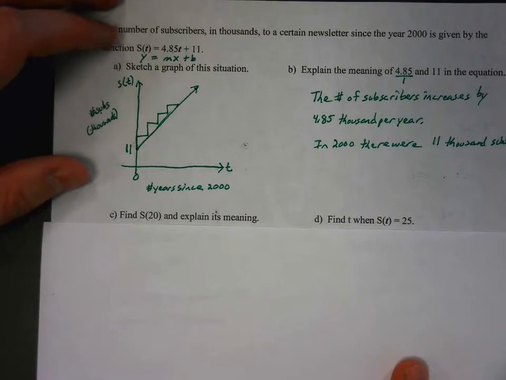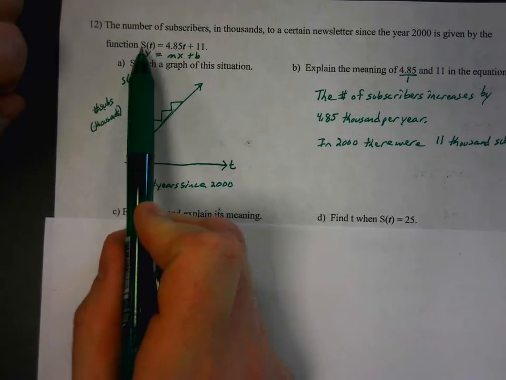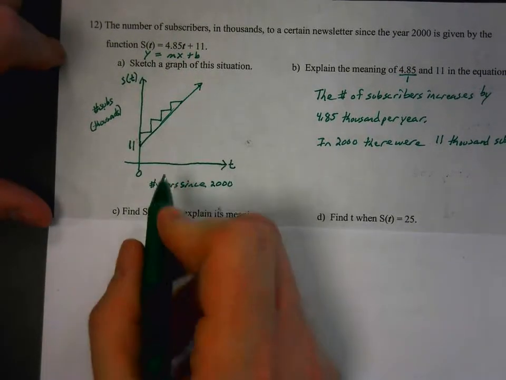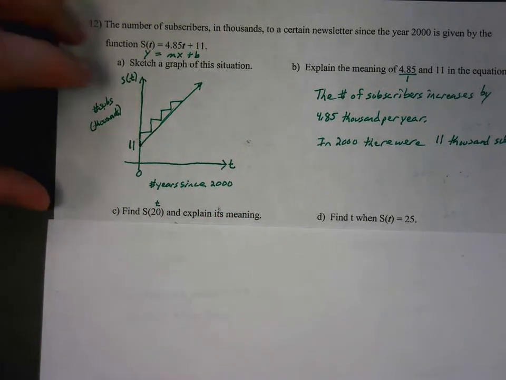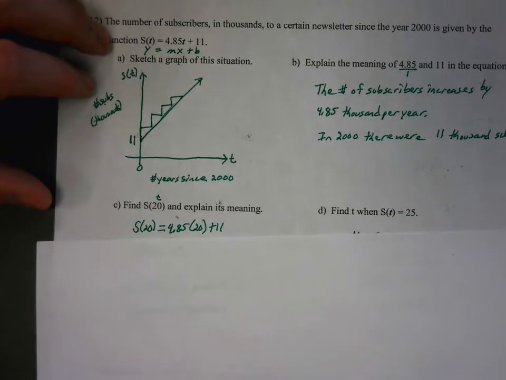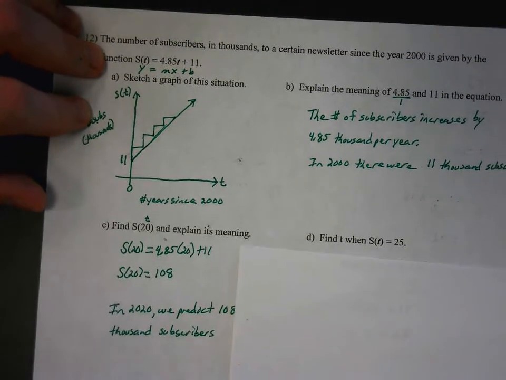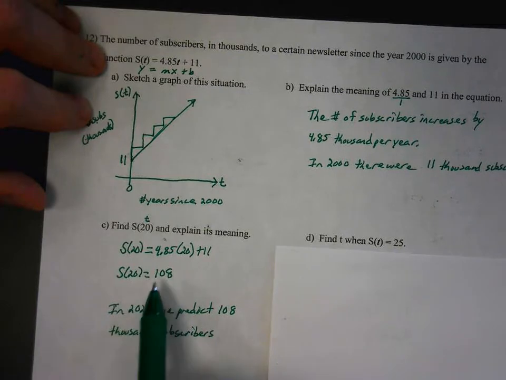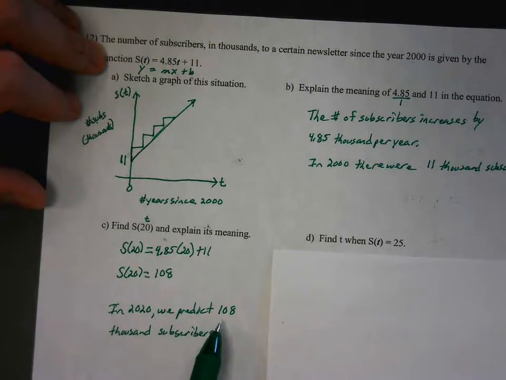Moving on, find s of 20 and explain its meaning. Our function is s of t, so that's telling you the t value is 20. Everywhere you see a t, you put a 20. So you do 4.85 times 20 plus 11, and when you do that evaluation, you end up with 108. So s of 20 equals 108, which means 20 years past 2000. So in the year 2020, we predict or expect 108,000 subscribers.